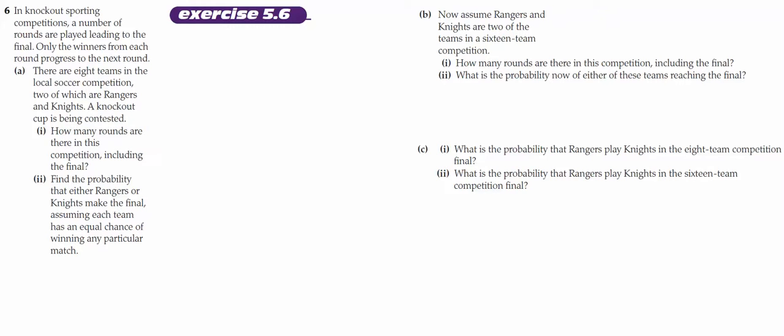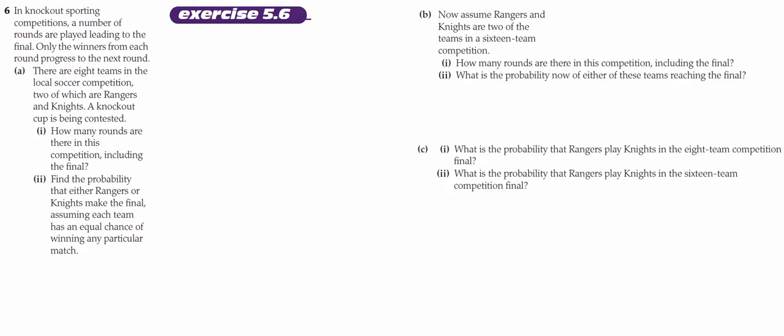So question 6. In a knockout sporting competition, a number of rounds are played leading to the final. Only the winners from each round progress to the next stage. There are 8 teams in the local competition, 2 of which are Rangers and Knights. So I've got Rangers and Knights and 6 others. A knockout cup is being contested. How many rounds are there in this competition, including the final?